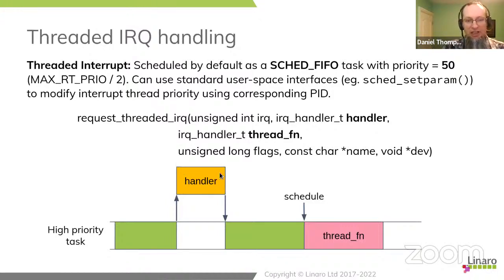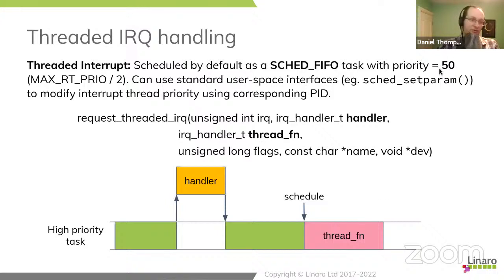So the handler is running as a normal interrupt. Then we go back to completing our high priority task until it schedules. And then we run the thread function. Like I say, quite commonly, the handler will trigger the thread function and it will preempt everything else in the system anyway. But in some cases it won't. So we have this potential wait for the thread function to run, but in exchange for that, this is a much better citizen, and it behaves nicely with other aspects.